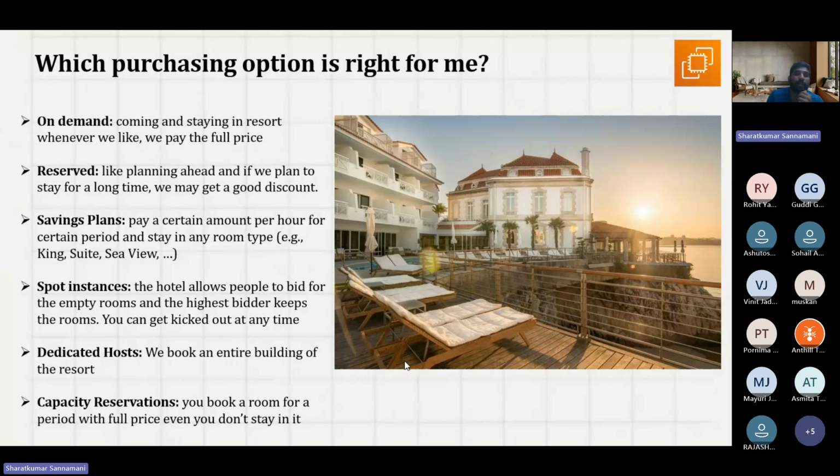The next one is savings plan. What is a savings plan? Instead of paying for a room, I pay a certain amount for a certain period during which I can stay. For example, I pay 1,000 rupees, but I can't guarantee that I will stay in this particular room, because whenever a sea-facing room is available, I can shift to that room for a particular period of time. This means you are paying an amount instead of reserving one particular room.